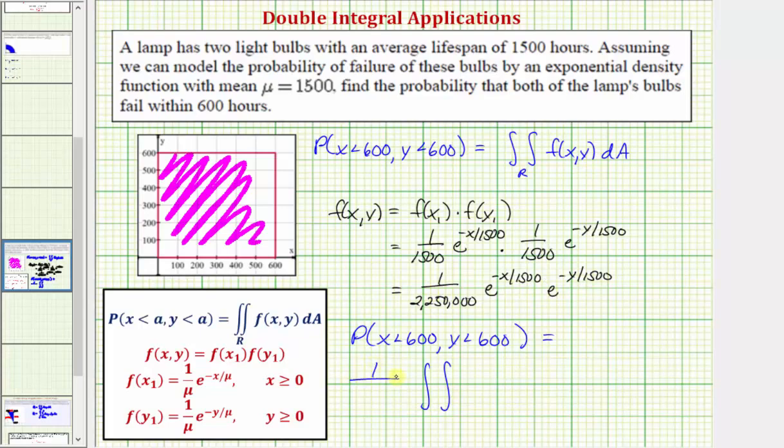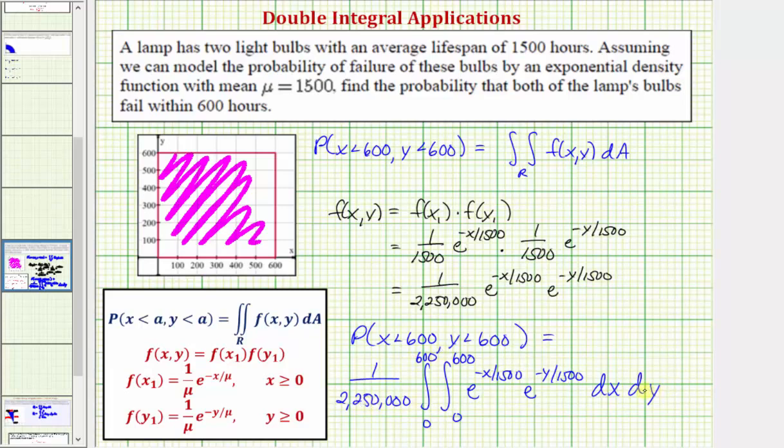So let's write this as 1 over 2,250,000 times the double integral of e to the negative x divided by 1,500 times e to the negative y divided by 1,500. Now for differential A, because our region is square, the order of integration doesn't really matter. Differential A is equal to, let's say, dx dy. And now for the limits of integration for x, because our region is square, we're going to integrate from 0 to 600. And the limits of integration for y are going to be the same, from 0 to 600.